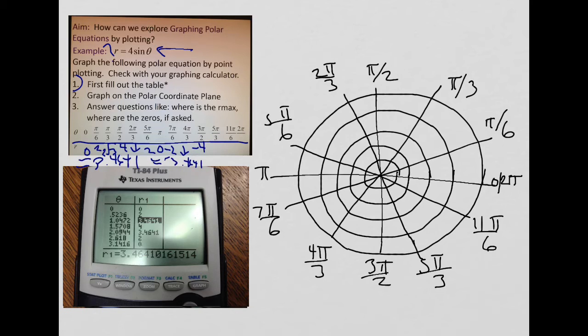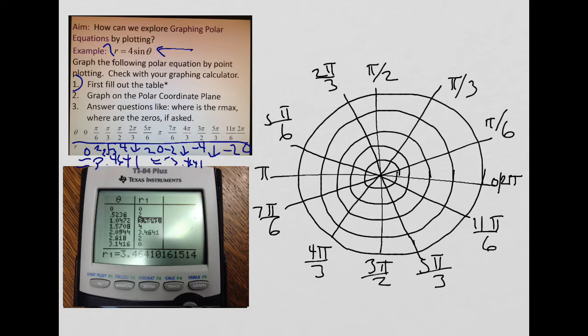At 5 pi over 3, we get that negative 3.4641 answer. Then we get negative 2, and we're back at 0 for 2 pi. 2 pi is about 6.28, so don't go beyond that in your table. And now we get to plot all of these lovely points and connect them.